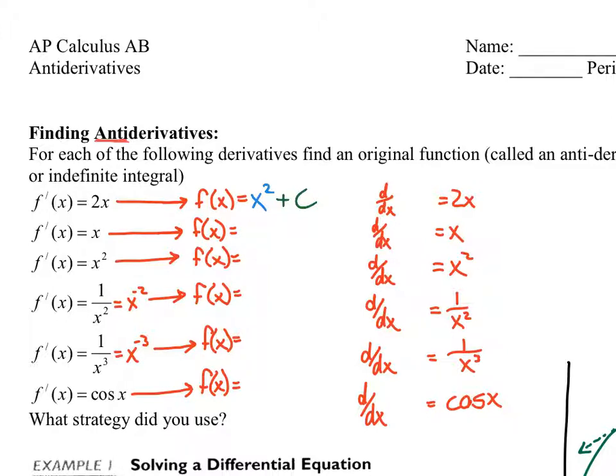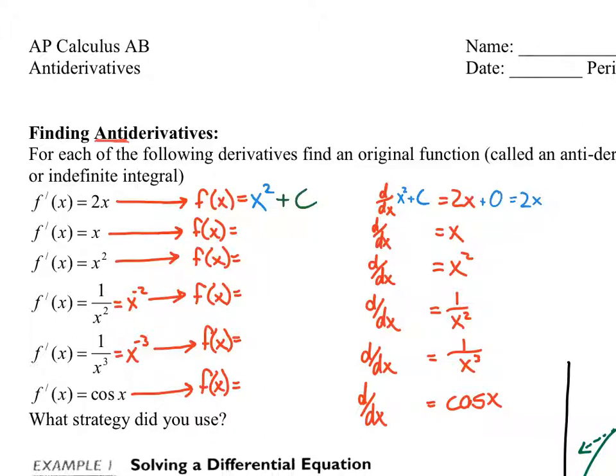We can check ourselves with this. What's the derivative of x squared plus a constant c? Well, it's 2x plus 0, which is just 2x. So it worked.